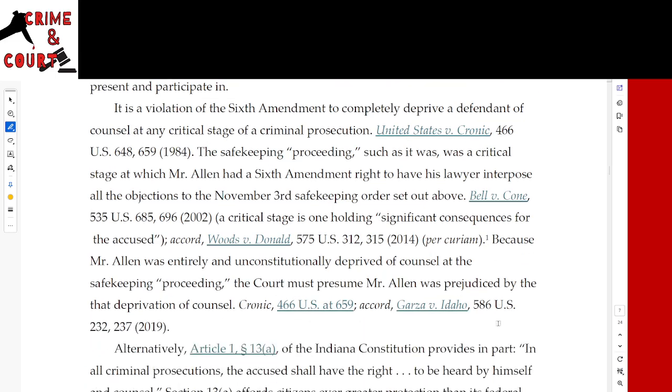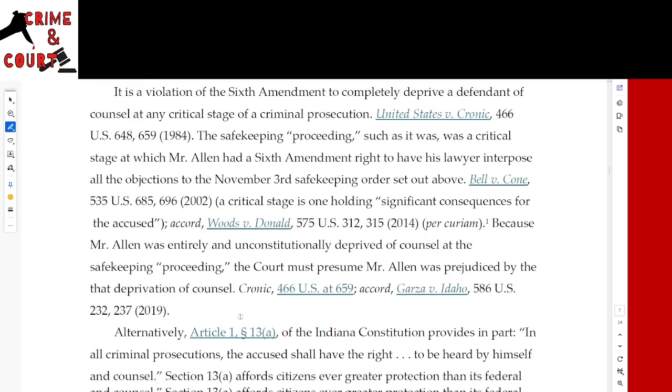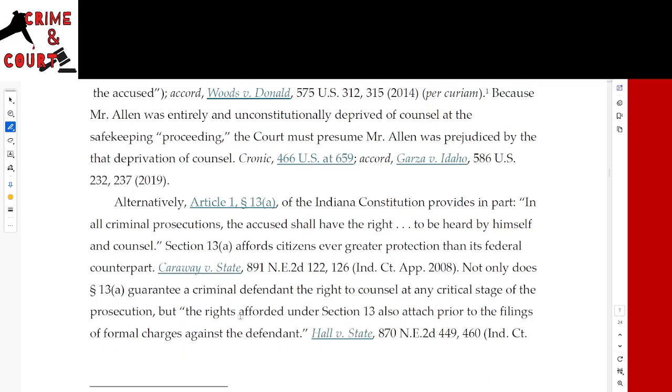A critical stage is one holding significant consequences for the accused. Because Mr. Allen was entirely and unconstitutionally deprived of counsel at the safekeeping proceeding, the court must presume Mr. Allen was prejudiced by the deprivation of counsel. Alternatively, Article 1, Section 13A of the Indiana Constitution provides in part, in all criminal prosecutions, the accused shall have the right to be heard by himself and counsel.